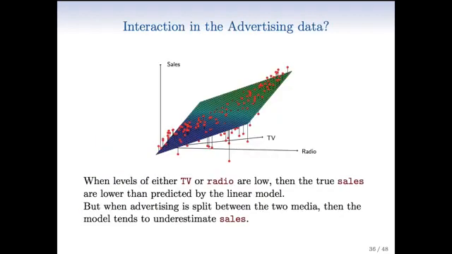So here's a nice, pretty picture of the regression surface, sales as a function of TV and radio. And we see that when the levels of either TV or radio are low, then the true sales are lower than predicted by the linear model. But when advertising is split between the two media, then the model tends to underestimate sales. And you can see that by the way the points stick out of the surface at the two ends or below the surface in the middle.